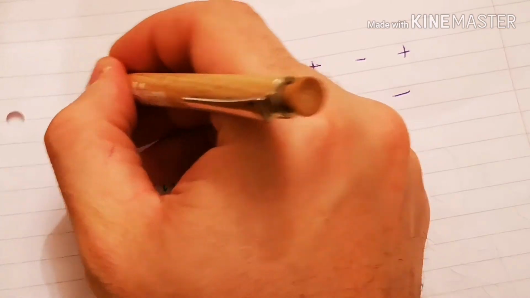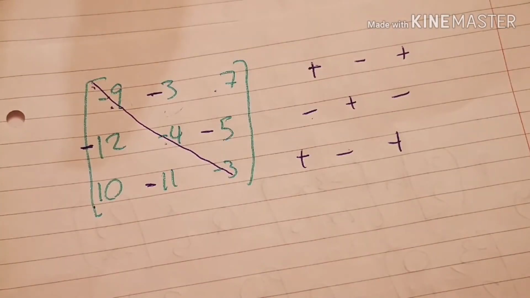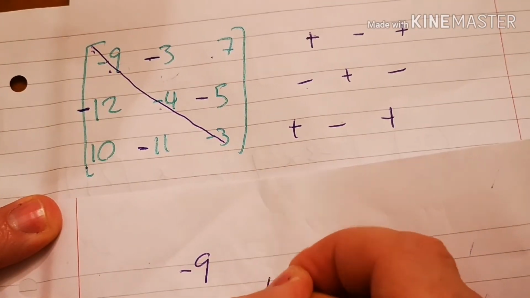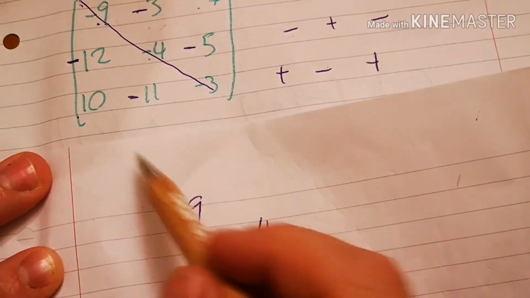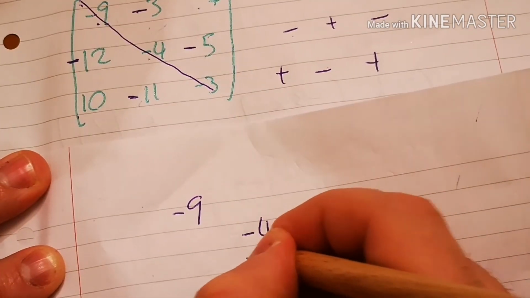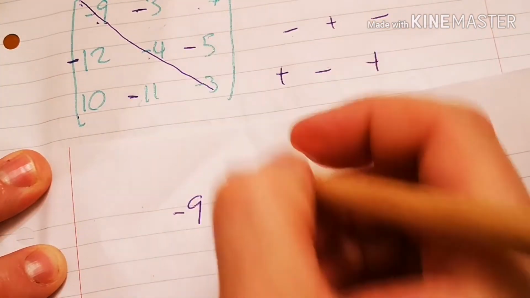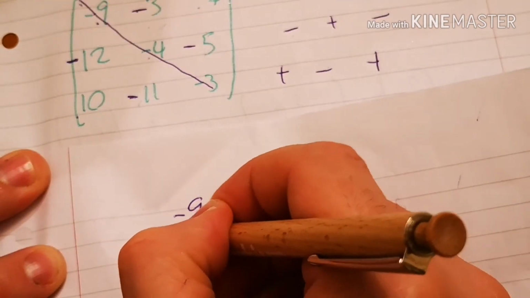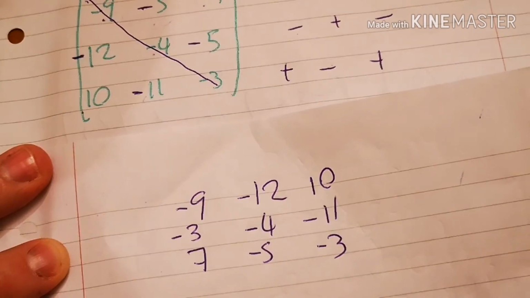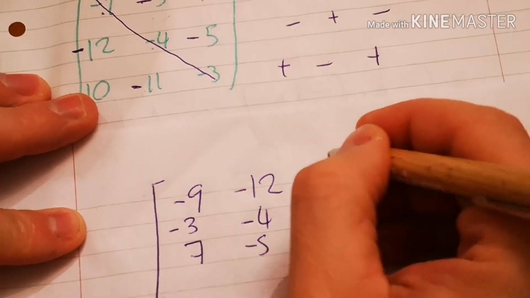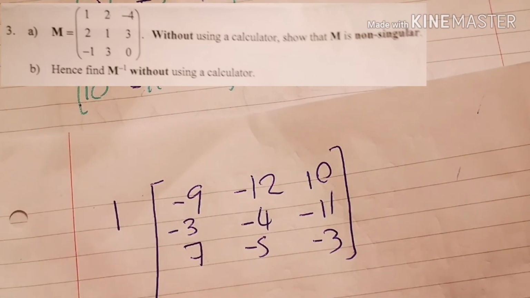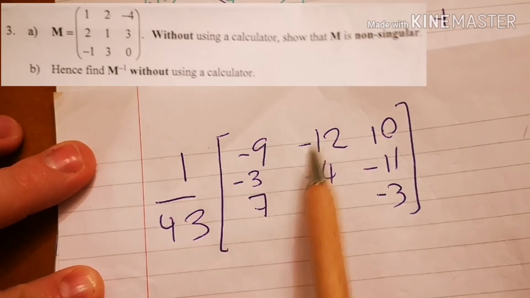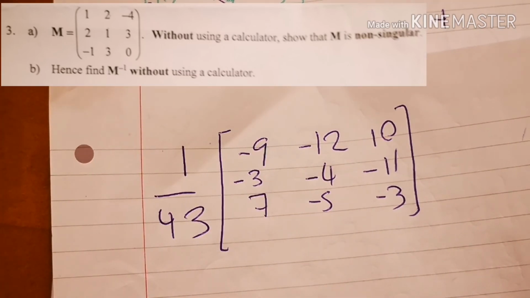Now all I have to do is transpose this, so essentially I've just got to reflect. I'm going to start with the ones that are on the diagonal. So minus 9, minus 4, minus 3 stay where they are. These two swap, so this becomes minus 5, that becomes minus 11. These two swap, so this becomes 7, that becomes 10, and my 3 and my minus 12 swap, so this is minus 3, that is minus 12. I'm not totally done yet, because I've got to put this over the determinant, and I've forgotten what the determinant is, so let me check: it's 1 over minus 43. I could multiply all of these by 1 over 43, but I just don't want to.